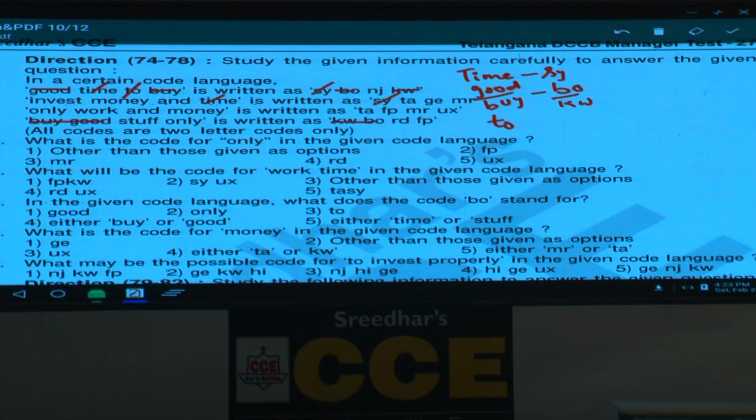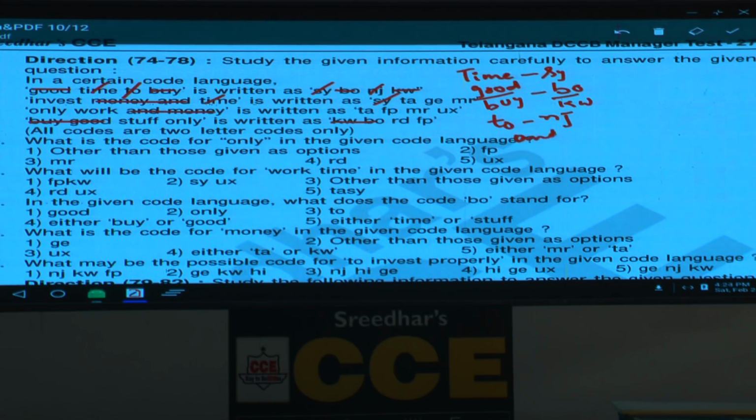And what is the code left over here? NJ. Hence the code to the word "to" is NJ. That can definitely be drawn. Then compare the second and the third. Invest money and. End and money are the words which are common. Here also end and money are the two words which are common.